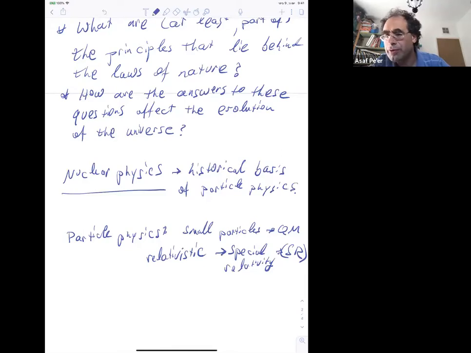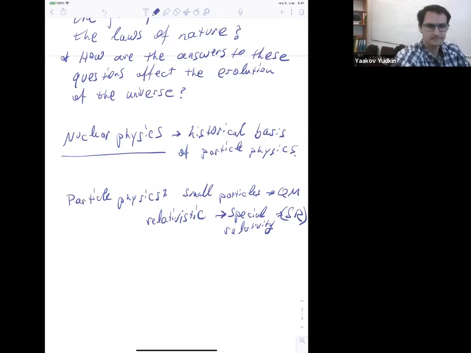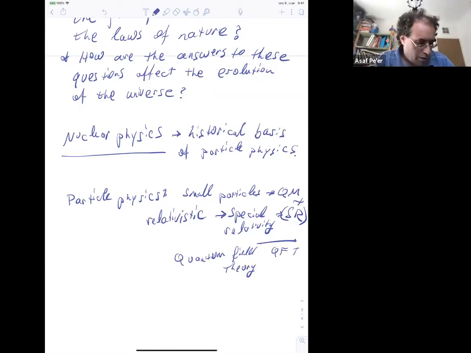There is still no complete theory that merges general relativity with quantum mechanics. But there is a theory that merges quantum mechanics and special relativity. Who wants to tell me what's the name of this? Quantum field theory? Yes, quantum field theory. So when you merge these two together, you end up with what's called quantum field theory, QFT. And this is the theory that forms the theoretical basis of particle physics.